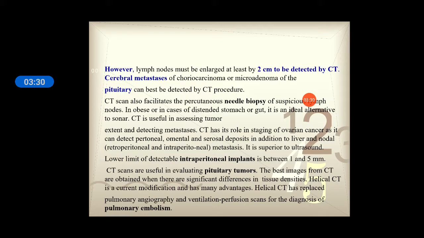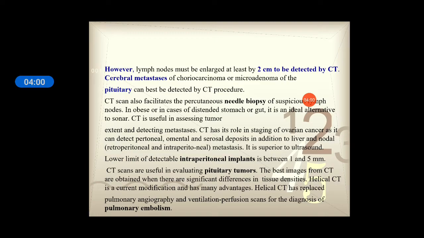CT scan also guides percutaneous needle biopsy of suspicious lymph nodes. In obese patients or in cases of distended stomach or gut, it is an ideal alternative to the sonar. CT scan is useful in assessing the tumor extent and detecting metastasis. It can show how the tumor has extended, and metastasis, especially to the lymph nodes and nearby organs, is better detected in CT scan.